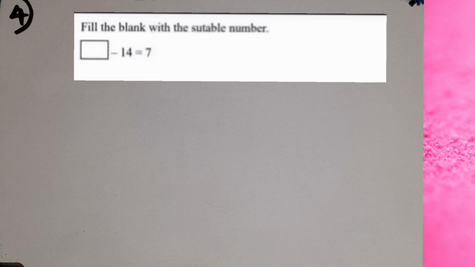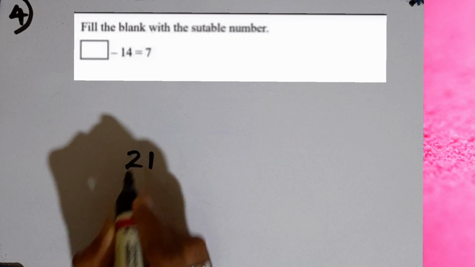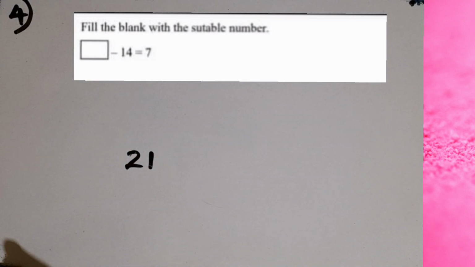Question number 4. Fill the blank with the suitable number. Blank minus 14 equal to 7. We can find the number by adding 7 and 14. 7 and 14, the addition is 21. So 21 is the number that we can write for the blank here. 21 minus 14 equal to 7.